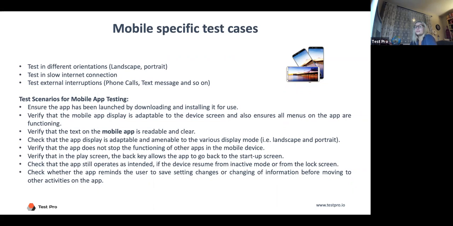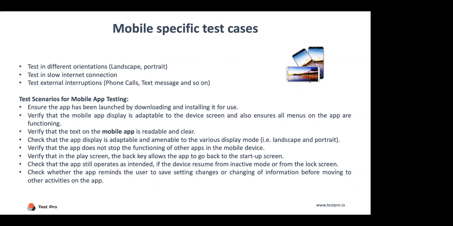Really common test case with a lot of issues you can find. Next, you're supposed to test how your application will handle slow internet connections, and you have to test external interruptions like phone calls, text messages, and so on. How do you think you're supposed to test this one? What does this test case mean? Tell me. We use the application and somebody calls this mobile device at that moment.